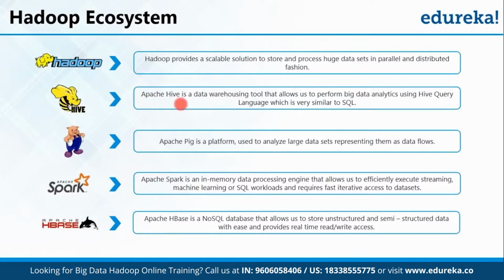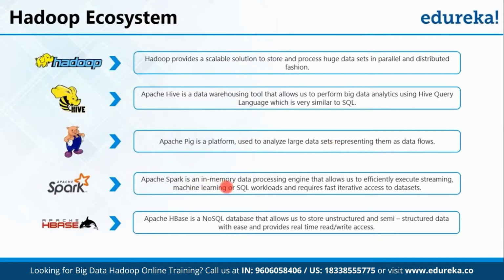What is Hive? Apache Hive is nothing but a data warehousing tool that allows you to perform big data analytics using Hive query, and this language is very similar to SQL, and I've told you the story behind it, why Facebook actually implemented it. Now when we talk about Apache Pig, it is again an analytics tool which is used to analyze large sets of data, representing them as data flows.